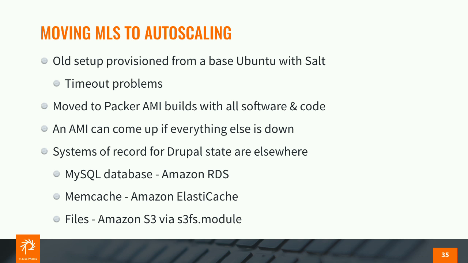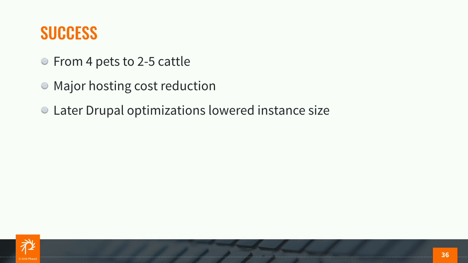That was just for emergency reporting or anything, with the benefit that an AMI can come up and serve traffic even if everything else is down. If the Salt master's having problems or something else, as long as Amazon's core autoscaling platform is up and running, a new instance can come up. And as I mentioned before, MLS is using all the technologies we talked about. They're using Amazon RDS to handle the MySQL database, including replication and disaster recovery, Amazon ElastiCache to run Memcache, and storing files in Amazon S3 via the S3FS module.